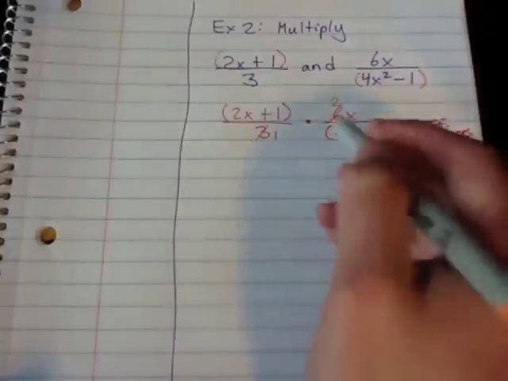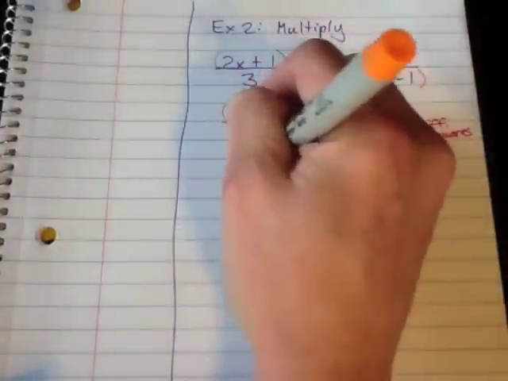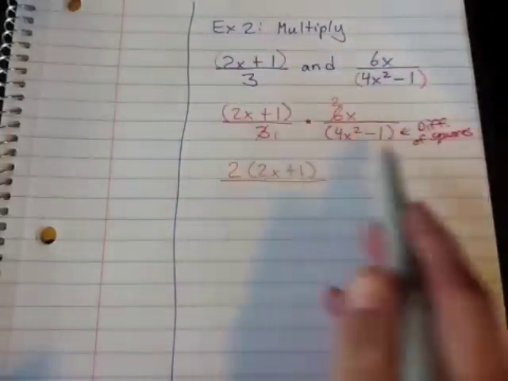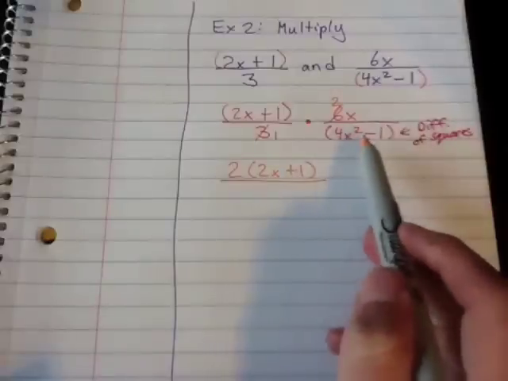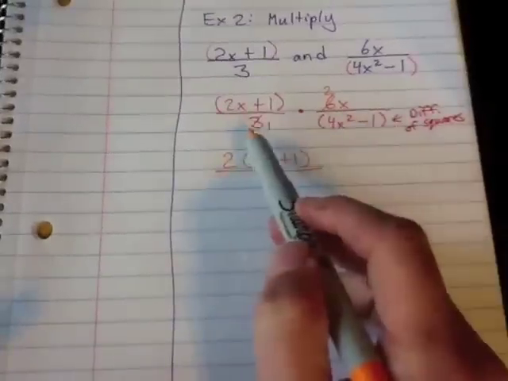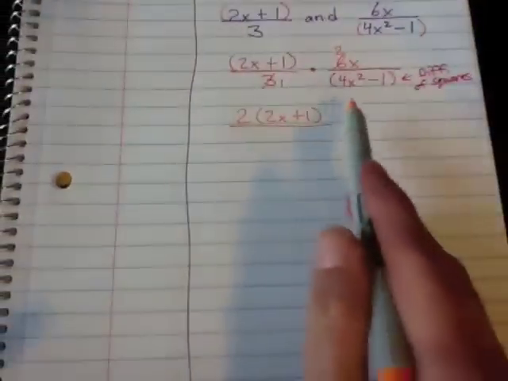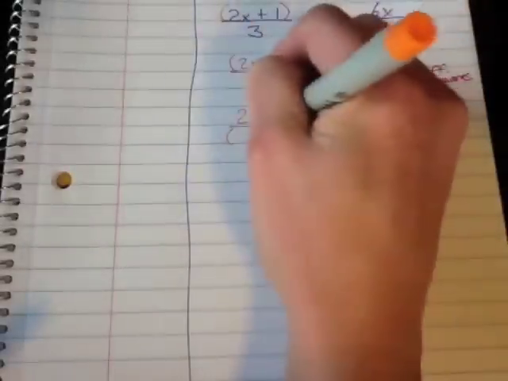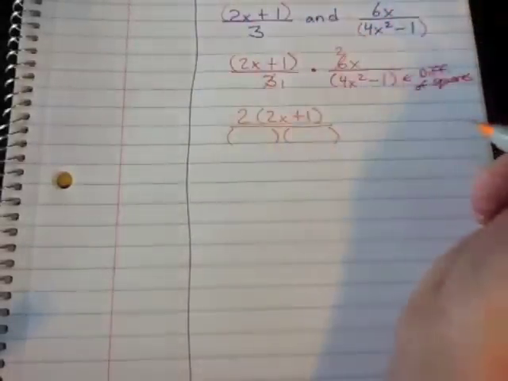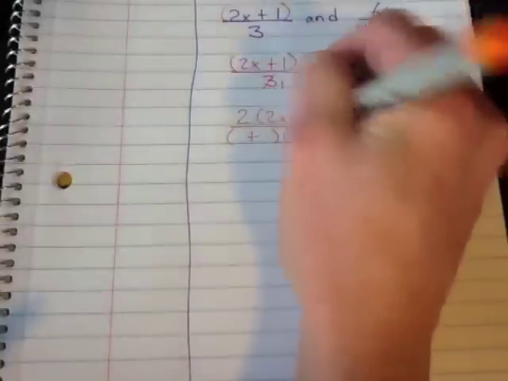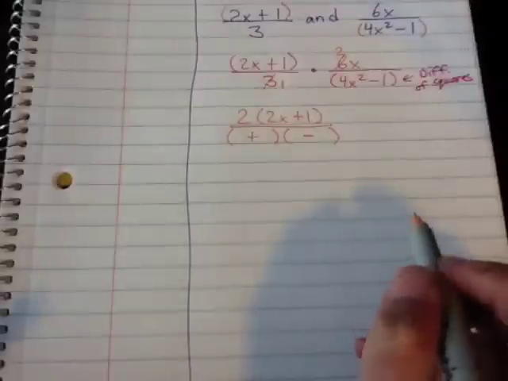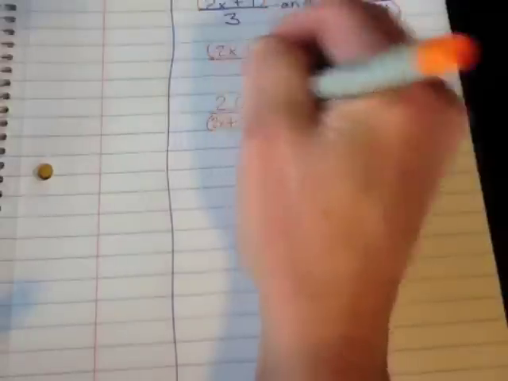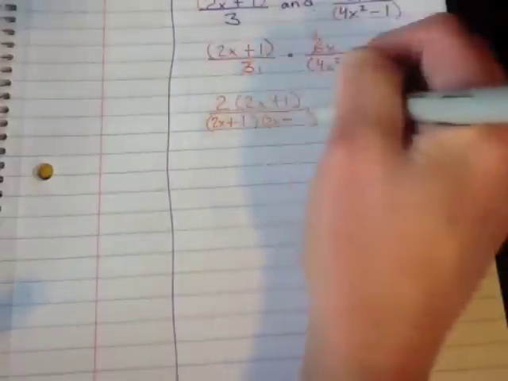Now I'm going to rewrite my numerator: 2 times 2x plus 1 over, and now I have 1 times this difference of squares over here, so I don't even have to worry about the 1 anymore. And now I'm going to factor my difference of squares. So I should have 2 sets of parentheses, 1 plus, 1 minus. The square root of 4x squared is 2x, and the square root of 1 is 1.